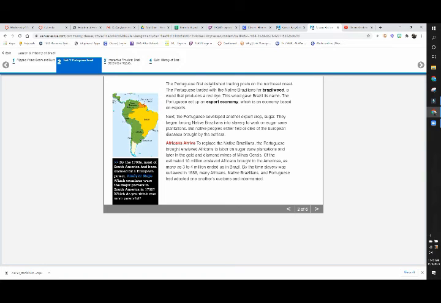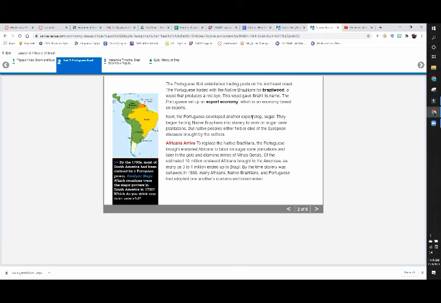The Portuguese first established trading posts in the northeast coast. The Portuguese traded with the native Brazilians for Brazil wood, which is a wood that produced a red dye. This wood gave Brazil its name. The Portuguese set up an export economy, which is an economy based on exports. So, sending out this Brazil wood.